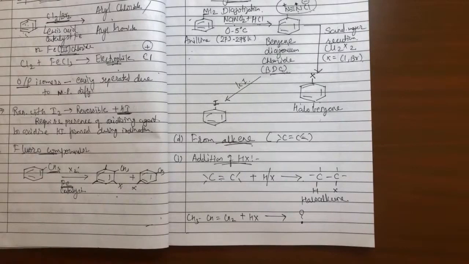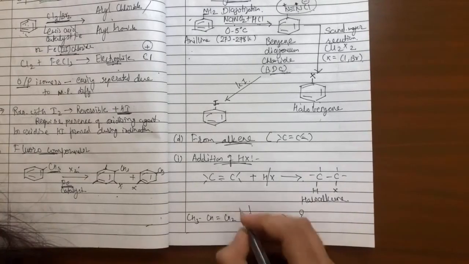Alkene plus HX according to Markovnikov rule, which is the major product? CH3, CH2, CH2, X plus X. Yes, Shreya, your answer is very correct. Ash, your answer is also correct. Hitanshi's answer is wrong. This is against Markovnikov, the answer which you have written.